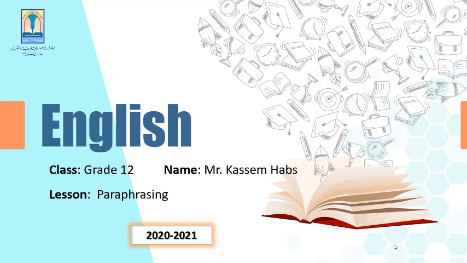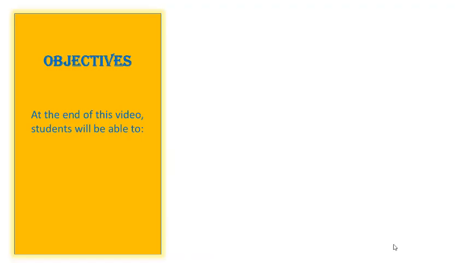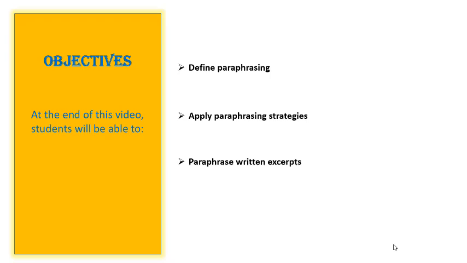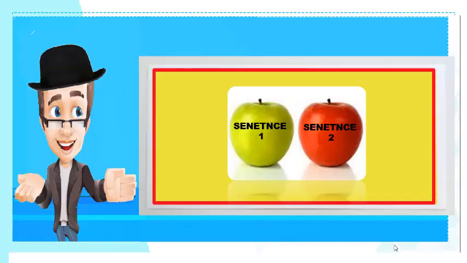In the last video in the series of 4, which is entitled Paraphrasing, an important reading and comprehension skill for secondary students. By the end of this video, students will be able to define paraphrasing, apply paraphrasing strategies, and paraphrase written excerpts. I'm going to display now 2 sentences. All what you have to do is try to find out how these 2 sentences differ and meet.